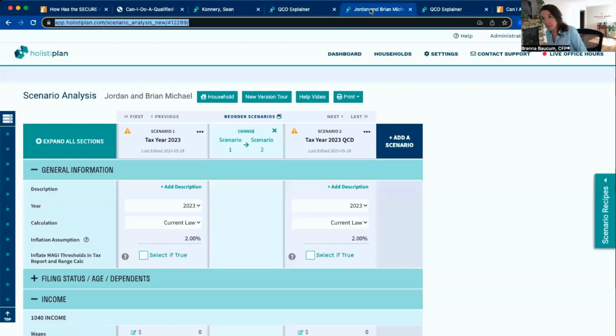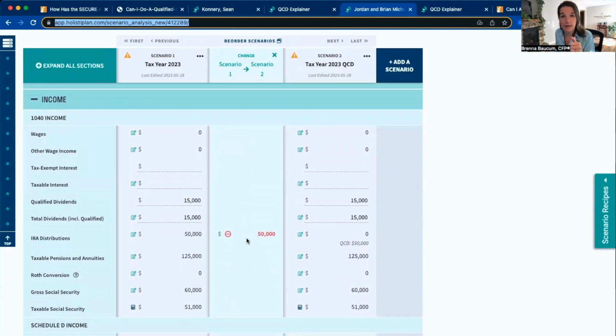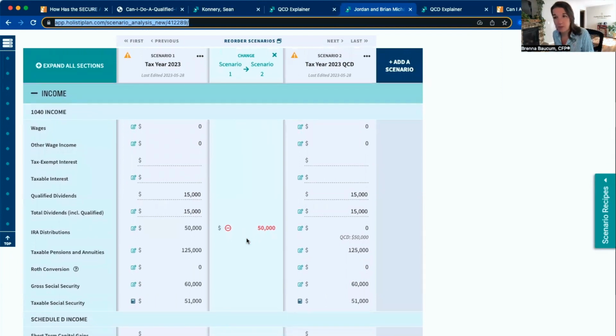So the next example I have, Jordan and Brian Michael are 73. They both worked for the state and their income consists of some PERS income. They have Social Security dividends from their investment portfolios. So a little bit more complicated than Sean's case. And they earn more in pension and Social Security than they spend. So really their required minimum distribution is a tax burden that they're needing to do something with more than cash flow that they are living on.